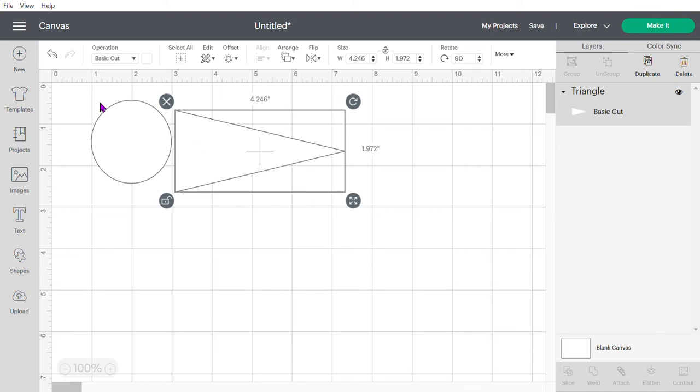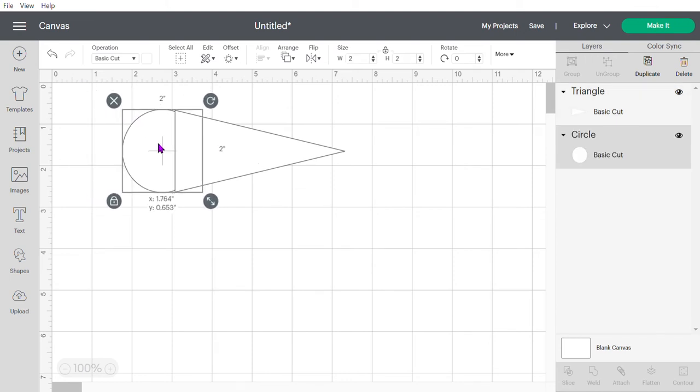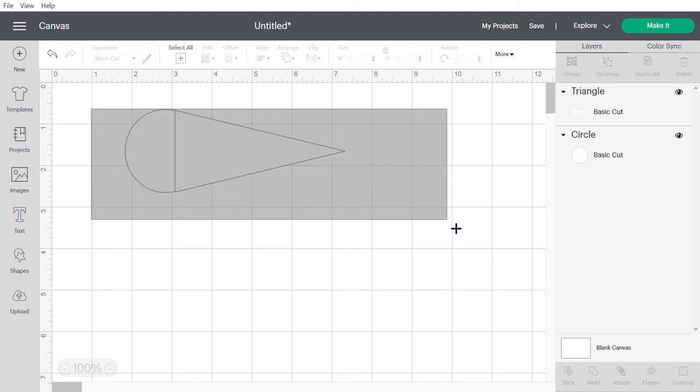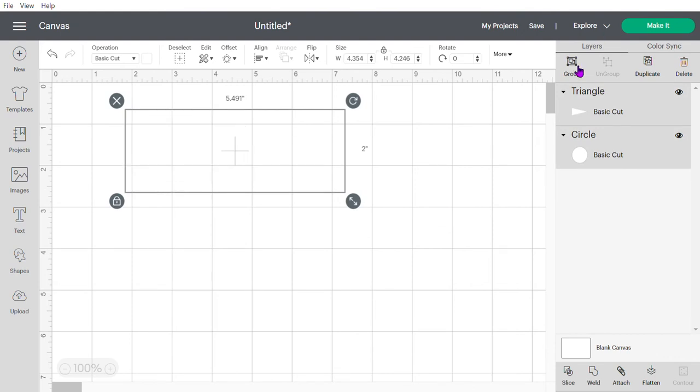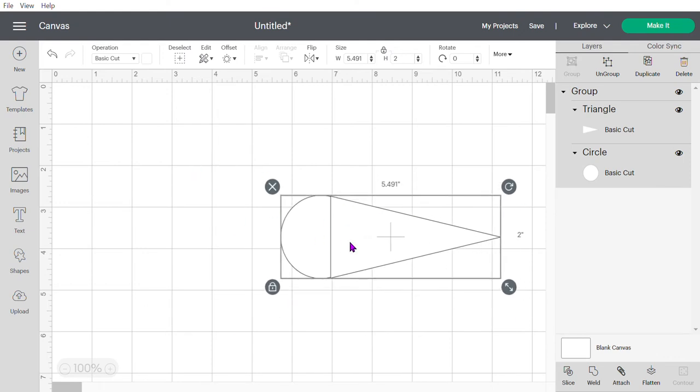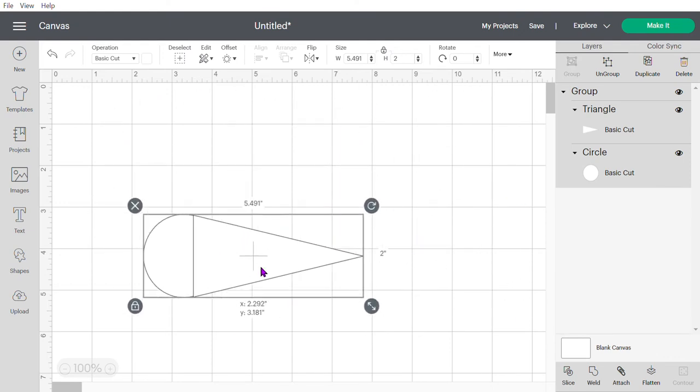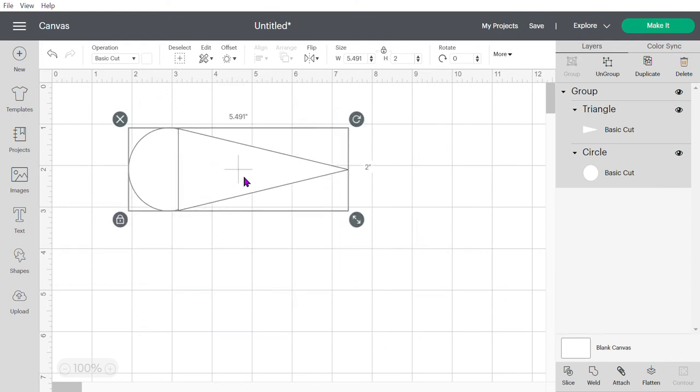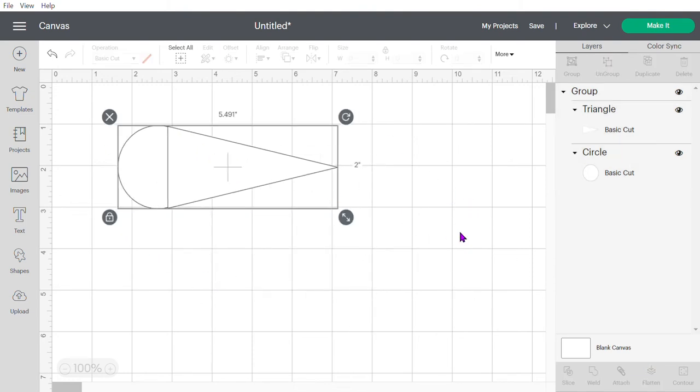So if I have these and I'm going to make an ice cream cone and I am going to group them together, what that does is whenever I'm moving one, I'm moving both. Again, the layers tab is extremely important. In this case, the darker gray is saying that I have it highlighted. That's what I can move around.